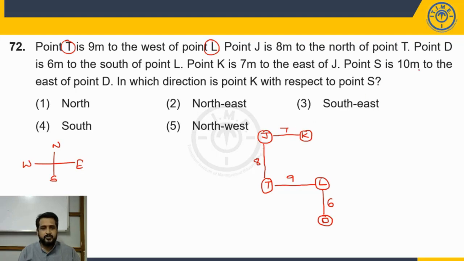S is 10 meters to the east of D. So D is here, east will be the right hand side. So 10 meters and S is here.